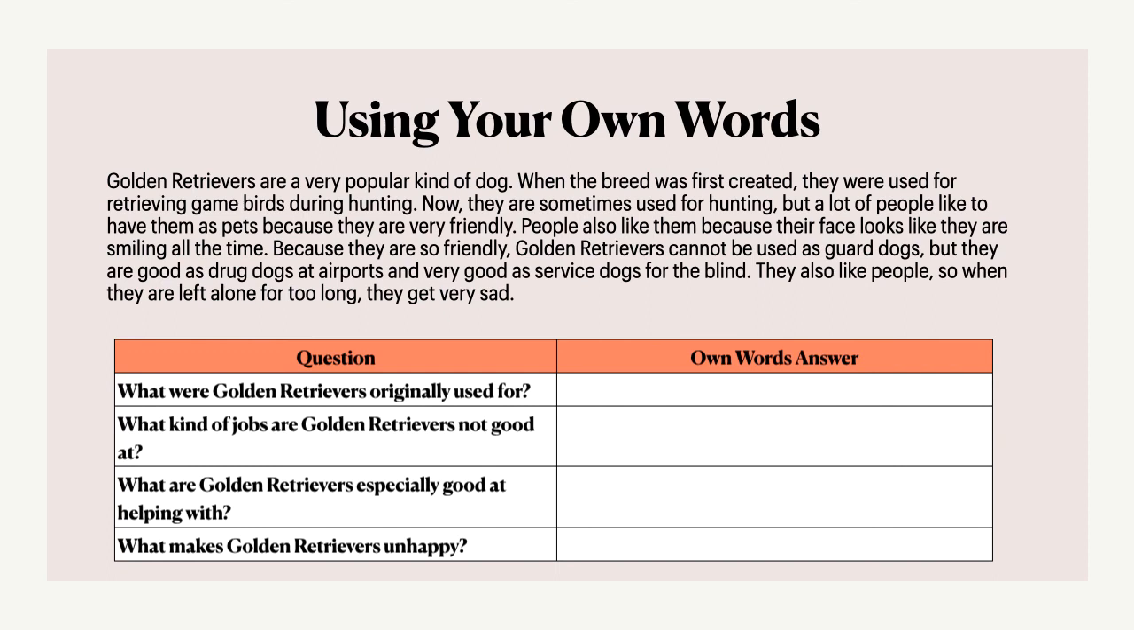So it says, Golden Retrievers are a very popular kind of dog. When the breed was first created, they were used for retrieving game birds during hunting. Now, they are sometimes used for hunting, but a lot of people like to have them as pets because they are very friendly. People also like them because their face looks like they're smiling all the time. Because they're so friendly, Golden Retrievers cannot be used as guard dogs, but they are good as drug dogs at airports and very good as service dogs for the blind. They also like people, so when they are left alone for too long, they get very sad.